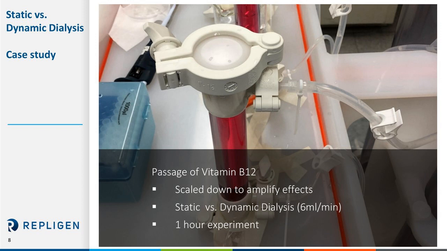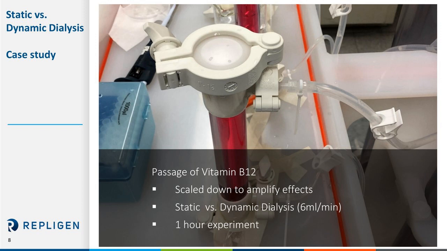So now I'd like to take you through just a few proof of concept and PD experiments. First, we're going to take a look at comparing static dialysis to dynamic dialysis, looking specifically at the passage of vitamin B12 dialyzing against DI water. Now we use these scaled down devices. These are not commercially available, to sort of amplify the differences between the two.